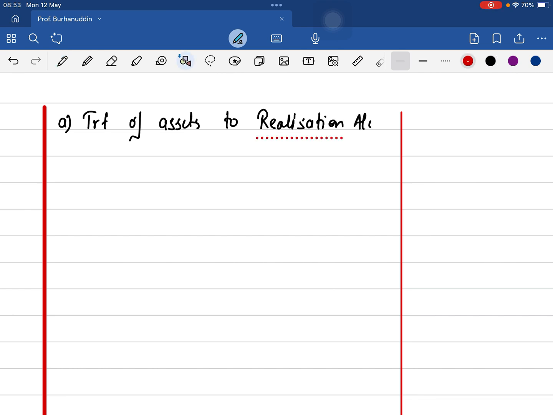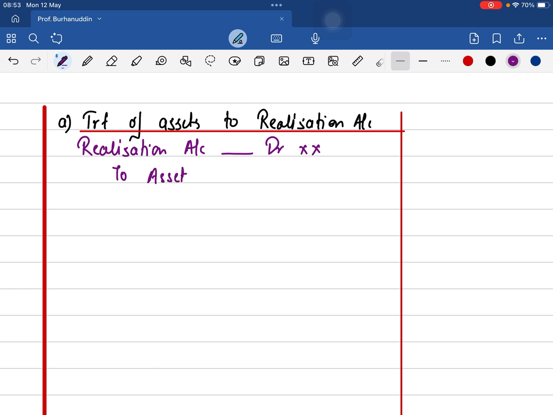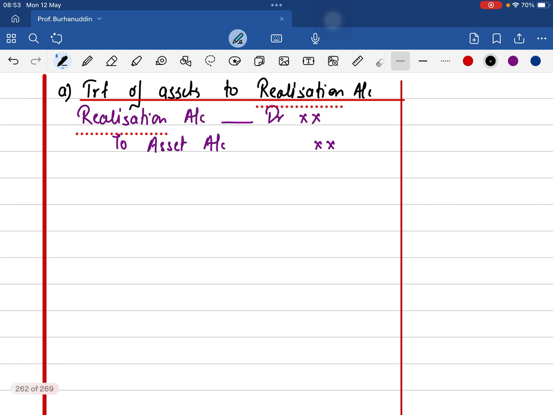Now, you do know that an asset has a debit balance. If an asset is posted into any other account, that account will also be debited. So it is posted to the realization account on the debit side, so the realization account will be debited over here. So the entry becomes: realization account, debit, to that respective asset account. Correct? Yes, sir. It's very easy.